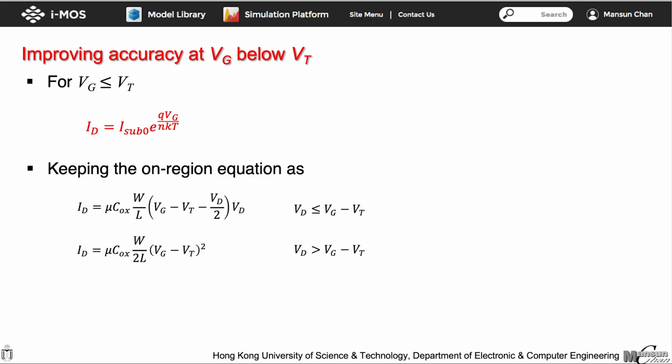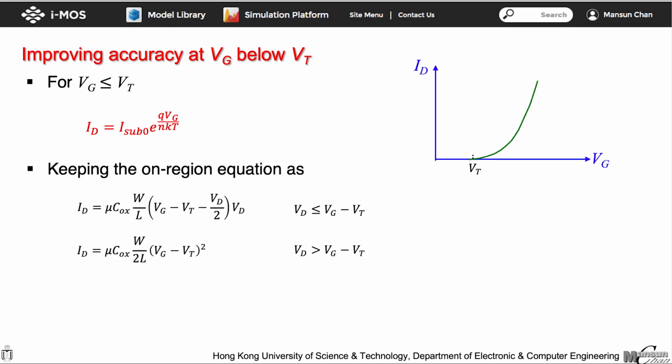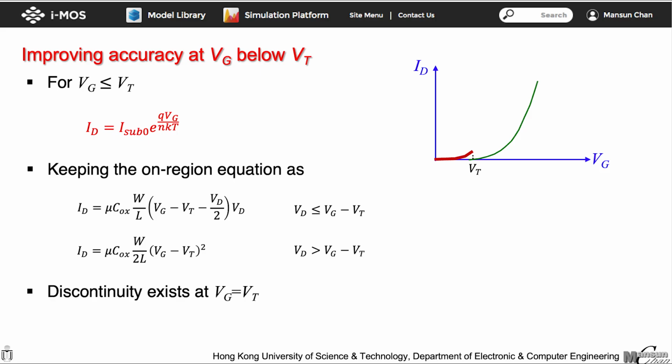With this new equation, we can take a look at the predicted behavior of the MOSFET with respect to Vg. For the region with Vg below Vt, the current is no longer zero, and it is given by the red line shown in the figure. It is a bit exaggerated to create a visual effect to illustrate the idea. There will be a discontinuity in the current at Vg equal to Vt.